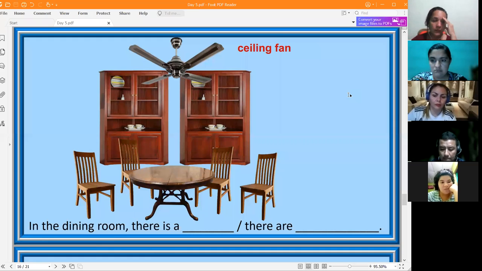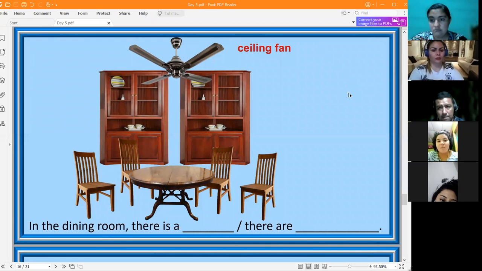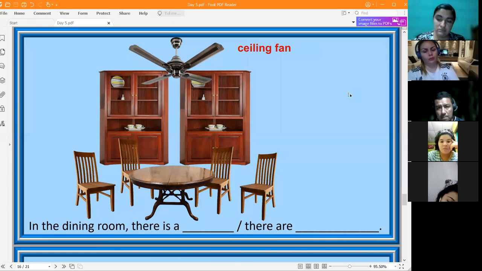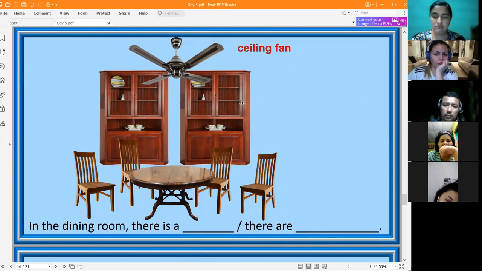In the dining room, there is a table. There are four chairs. There is a ceiling fan. I don't remember what it's called. Cupboard. There are two cupboards. Okay, excellent. Thank you very much. Okay, very good.